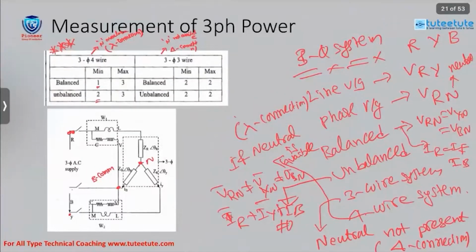Sir, in the previous slide, yes. Sir, minimum and maximum. Why is there minimum and maximum?